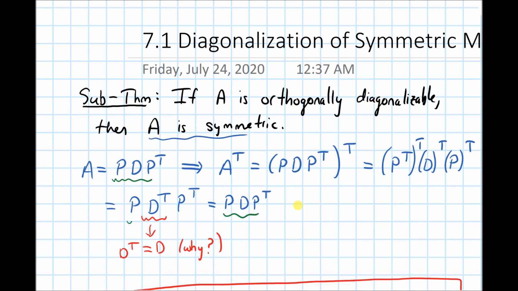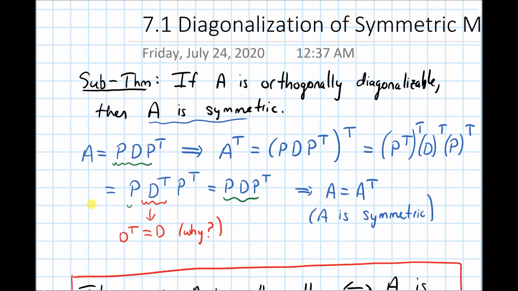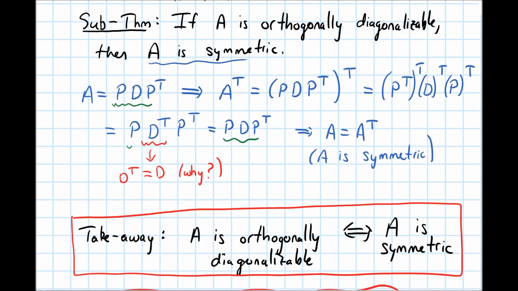So as a result, this means that A equals A transpose. In other words, A is symmetric. All right. So the key takeaway from this is that a matrix is orthogonally diagonalizable if and only if A is symmetric. In the next video, we'll do a number of examples where we check if a matrix is orthogonally diagonalizable. And if it is, then we'll go ahead and orthogonally diagonalize it.